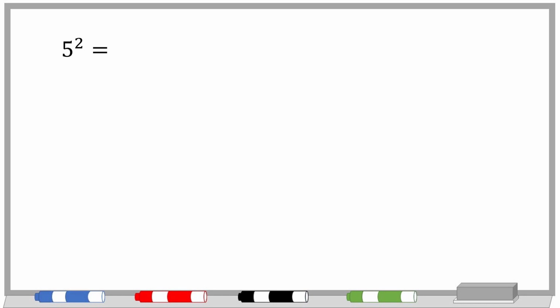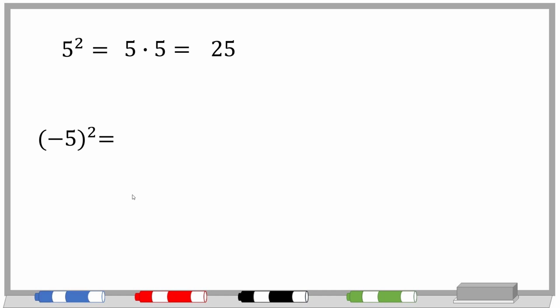5 squared means we're doing 5 times 5. 5 times 5 is 25. A positive times a positive gives us a positive. That hopefully is no big deal. Next, let's look at something that actually has negatives in it.